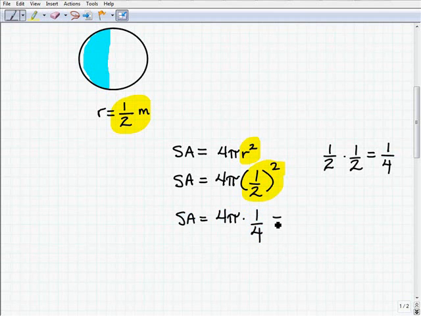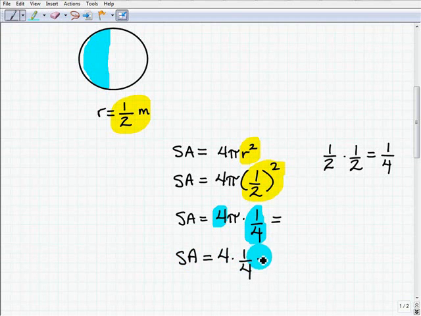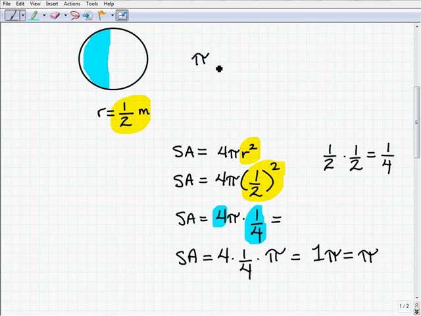Now something interesting is happening here, because I'm going to have an opportunity to really get rid of these numbers, because 4 times 1/4 is what? Actually, let me rewrite the problem this way. Surface area is equal to 4 times 1/4 times pi. It's multiplication, so order doesn't make a difference on when I multiply first. So 4 times 1/4 is simply 1. Okay, so that's 1 pi now, or simply just pi. Okay, so the answer is pi meters squared, right?